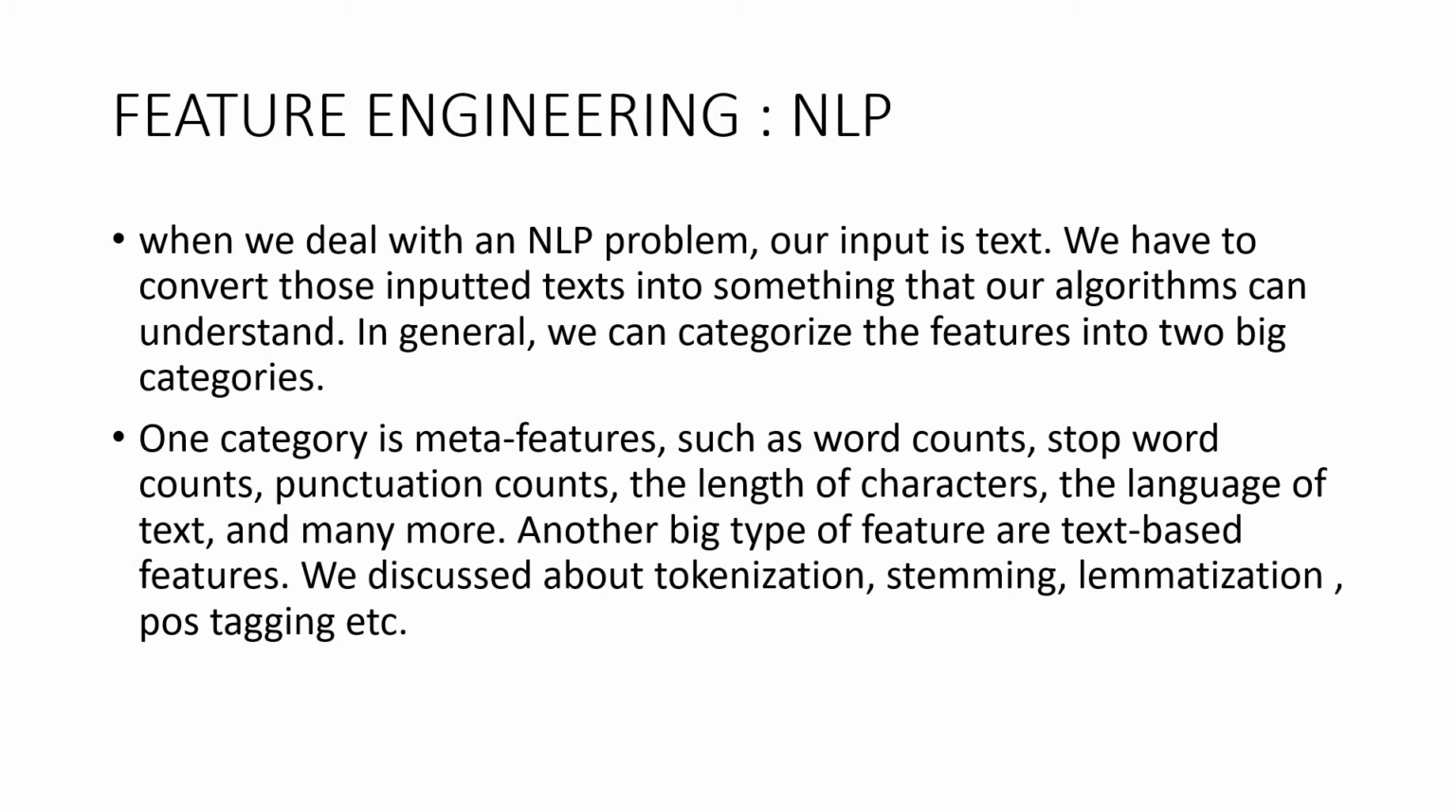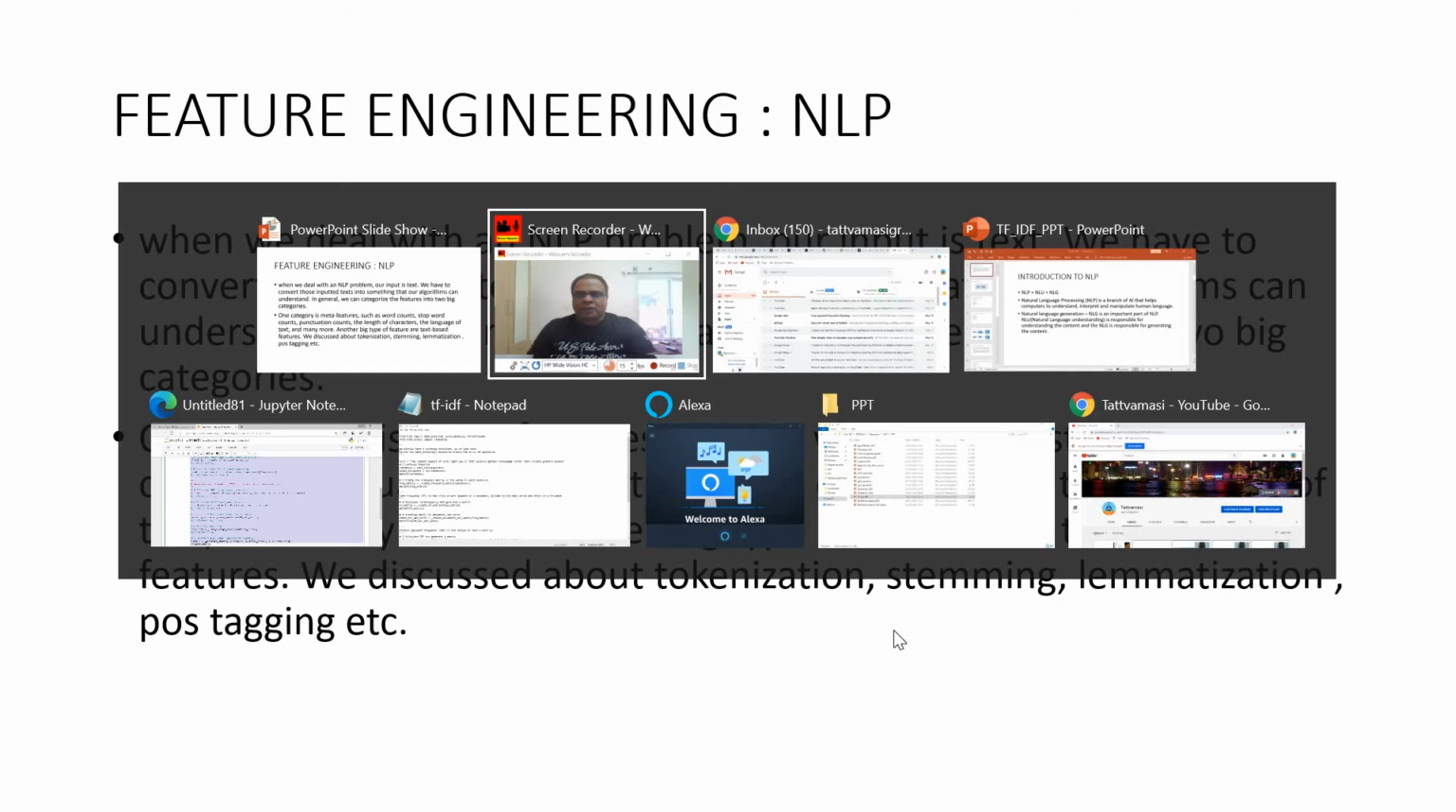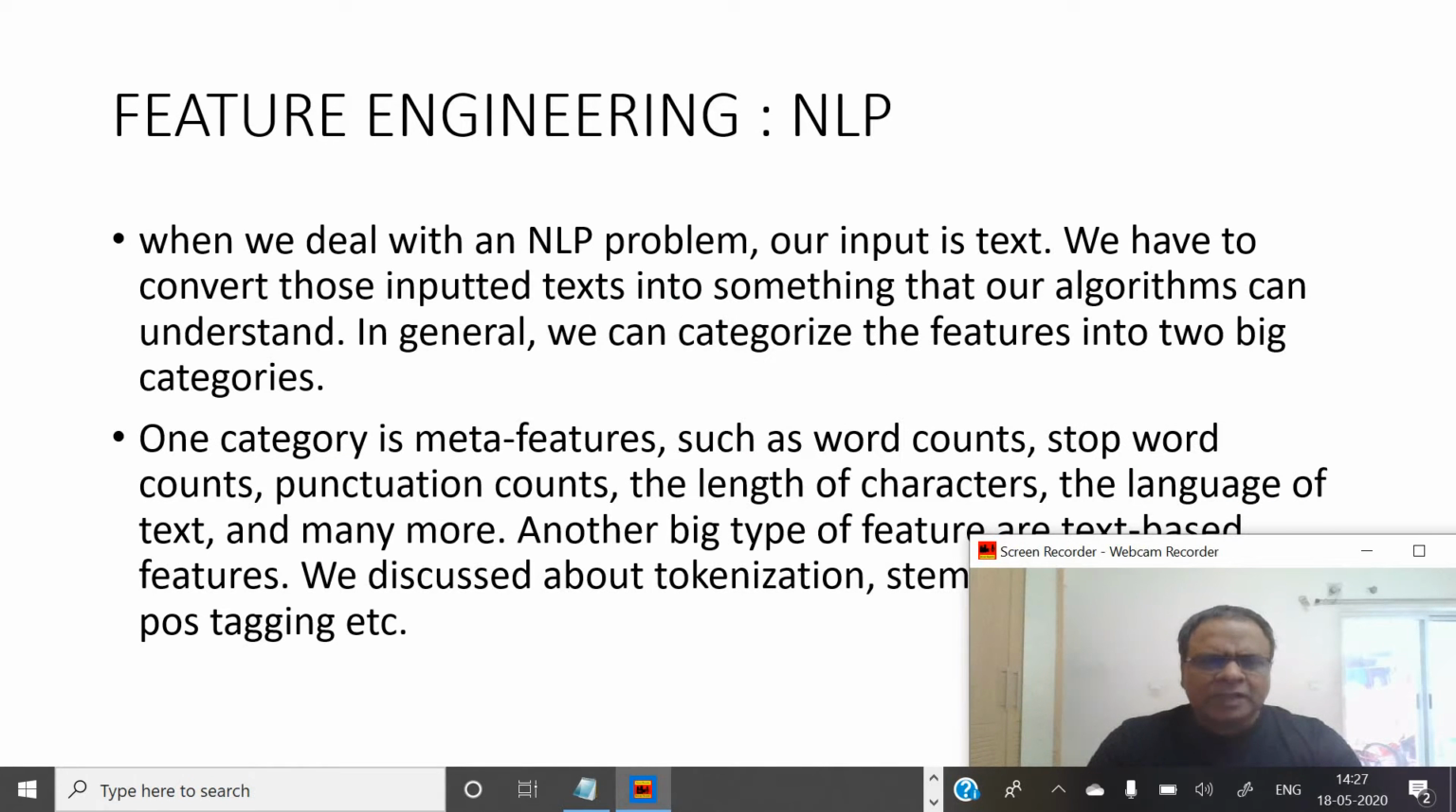Let's discuss something important about feature engineering. When we deal with an NLP problem, our input is text. We have to convert the input text into something that our algorithms can understand. In general, we can categorize the features into two big categories. One category is meta features, such as word counts, stop word counts, punctuation counts, the length of characters, the language of text, and many more.